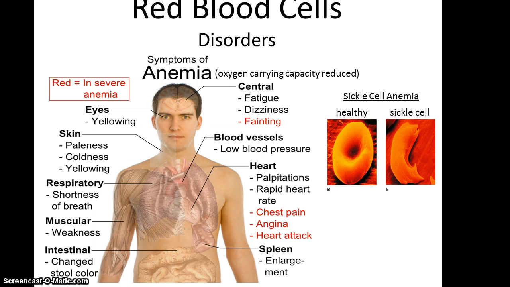However, we're going to focus on anemia in general, and that can have all kinds of consequences, such as yellowing of the eyes, pale skin, cold skin, shortness of breath, muscle weakness, because you need that oxygen, enlargement of the spleen, intestinal stool color change, or it can have more serious effects like fainting, chest pain, angina, or even a heart attack.